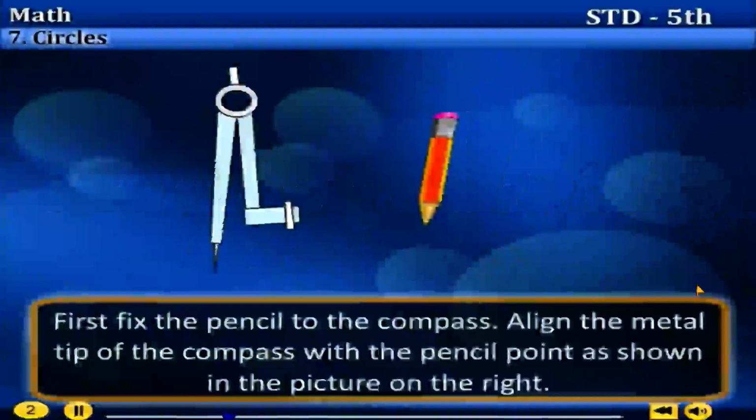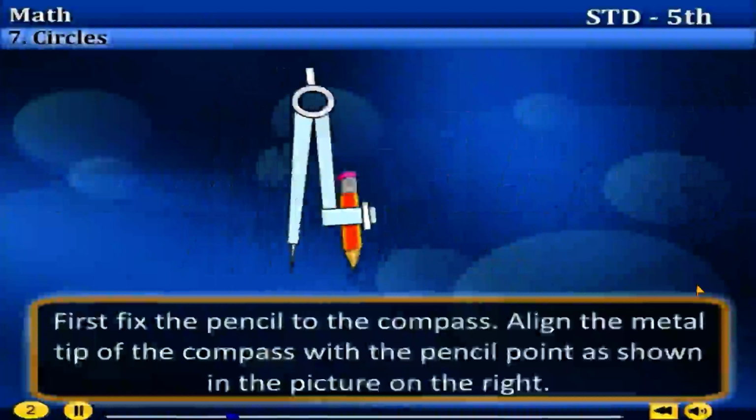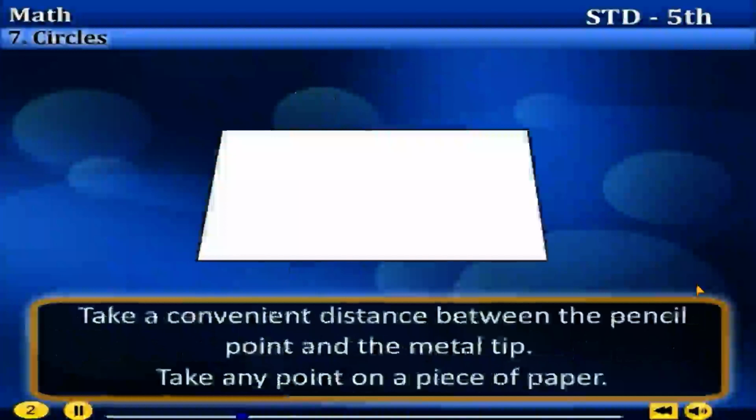First, fix the pencil to the compass. Align the metal tip of the compass with the pencil point as shown in the picture on the right. Take a convenient distance between the pencil point and the metal tip. Take any point on a piece of paper.